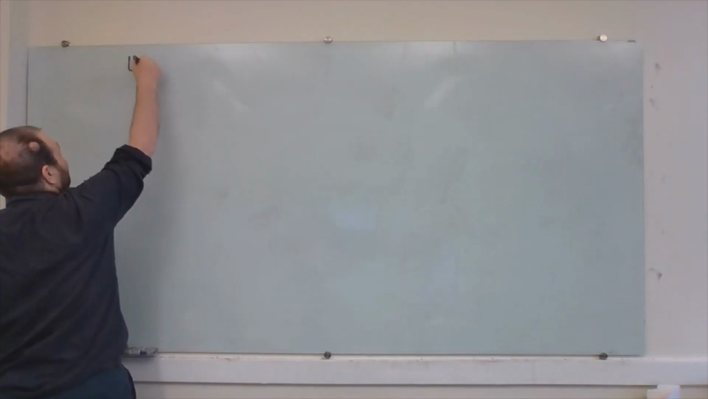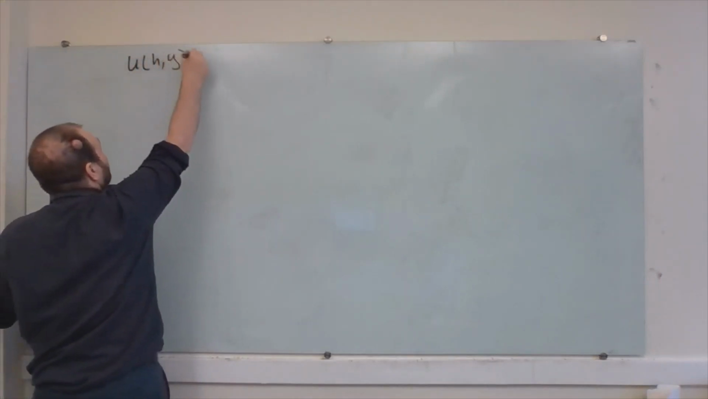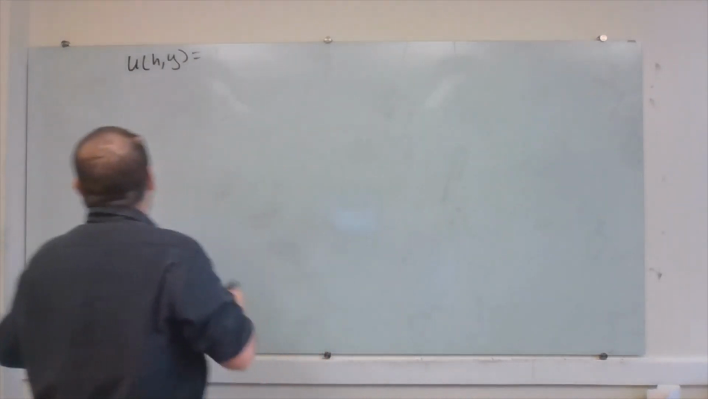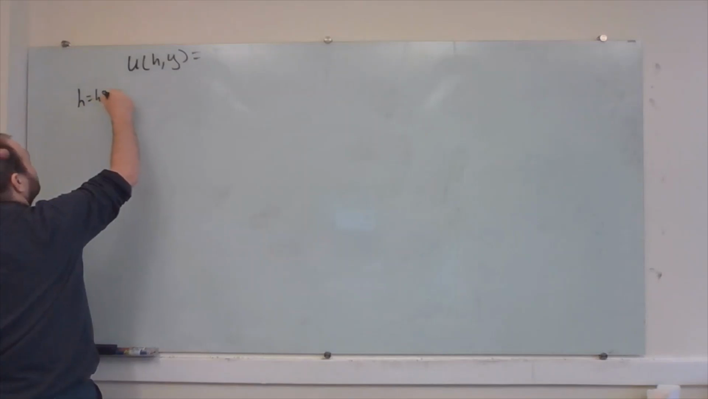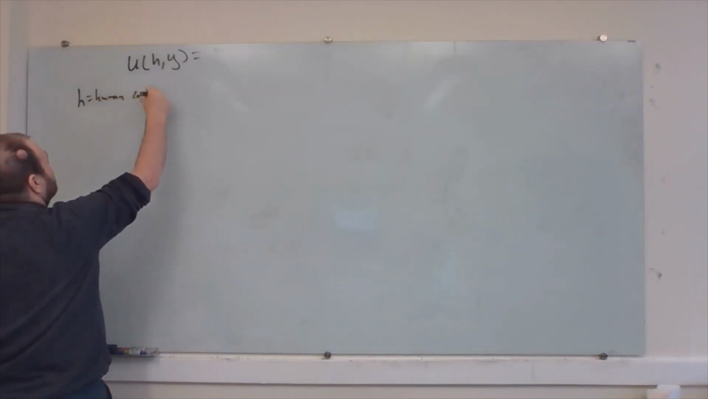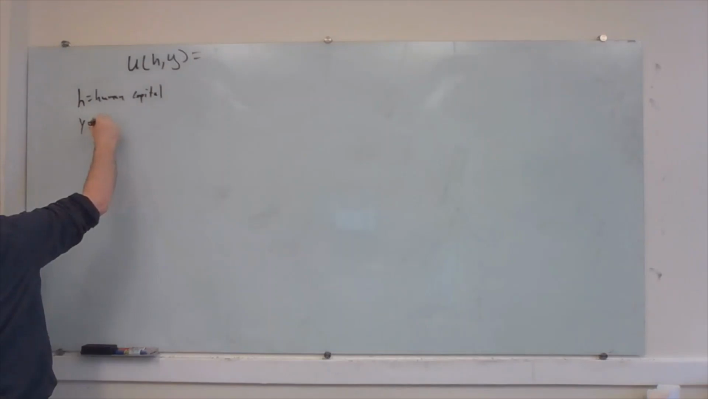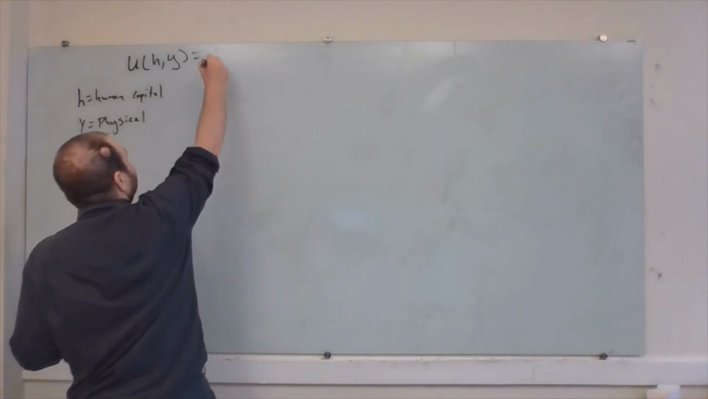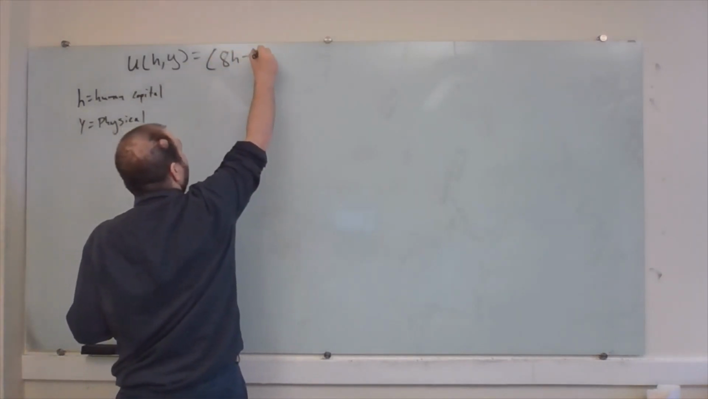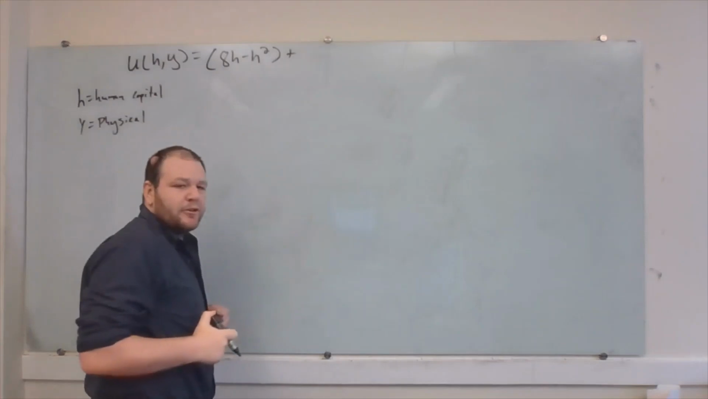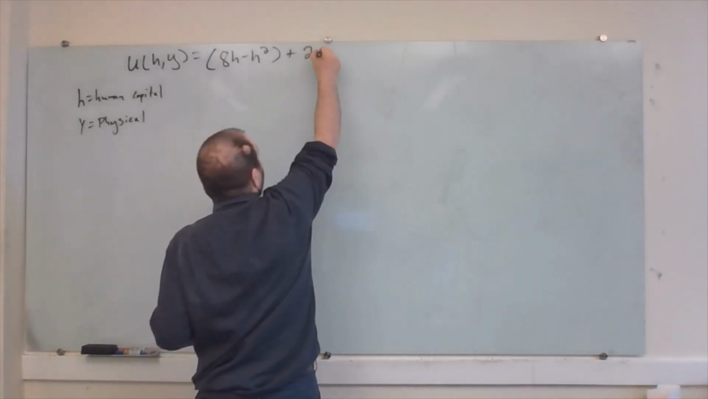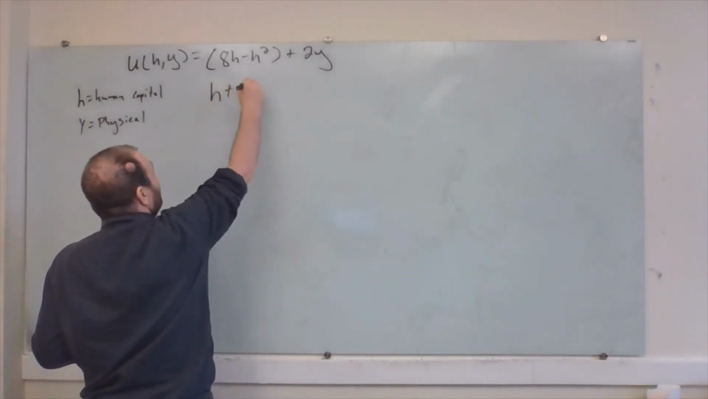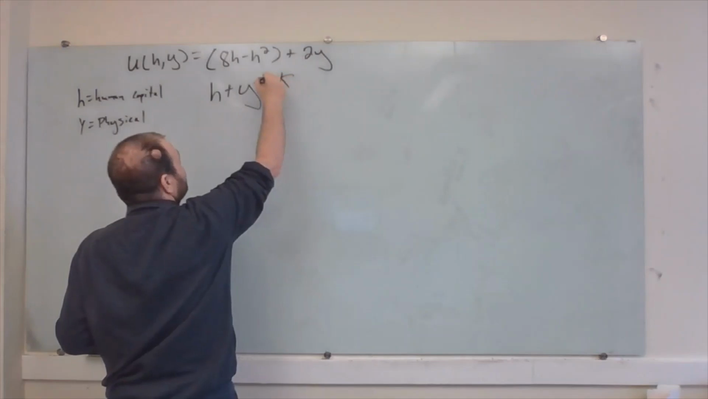We might have something like U of H and Y equal to some diminishing function of H, human capital, and some constant function of Y, right? So H is human capital, and Y is physical. Let's say 8h minus h squared, plus some function of y that's continuous, 2y. And we're going to have some budget constraint like h plus y is less than or equal to some k.